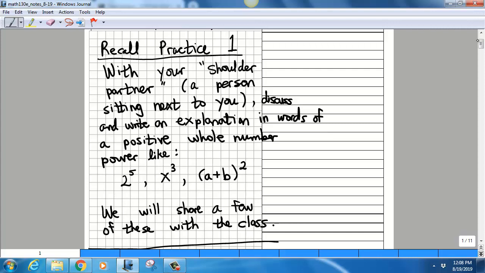A positive whole number power. So this is the power, right? That's the power. What does that mean? See if you can write down an explanation for that, in a few words.